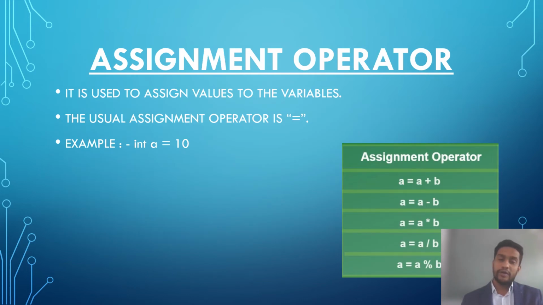Assignment operator, you already know what your assignment operators are, where we are assigning the value. It is used for assigning a value to variables, like a = 10, as shown over here. So int a = 10 means the value of a is of integer type, holding the data 10.